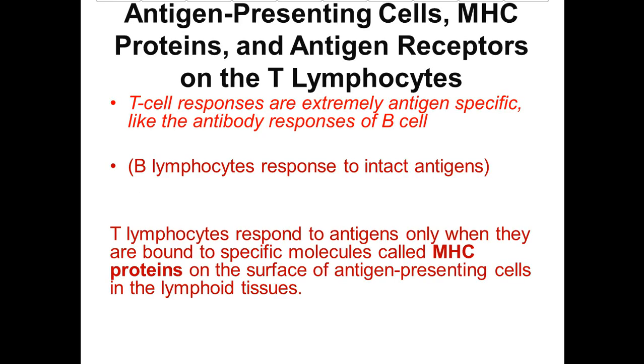Antigen presenting cells, major histocompatibility complex proteins, and antigen receptors on the T lymphocytes. T cell responses are extremely antigen specific, like the antibody responses of B cells. B lymphocytes respond to intact antigens. T lymphocytes respond to antigens only when they are bound to specific molecules called major histocompatibility complex proteins on the surface of antigen presenting cells in the lymphoid tissue.